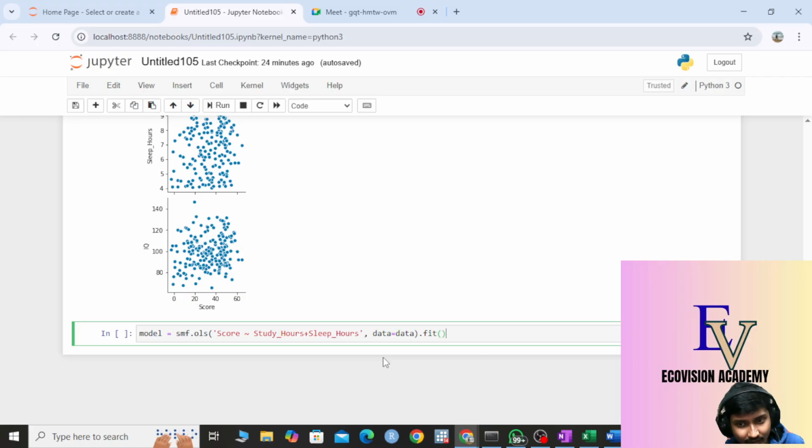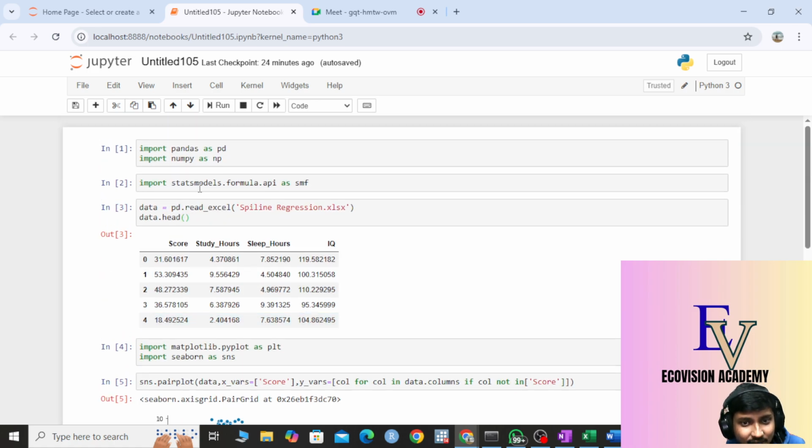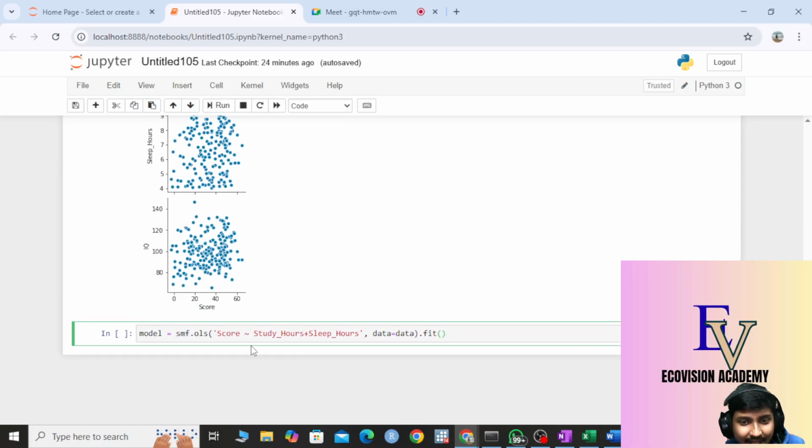Anyone of you who has learned R knows that in R also we use this tilde sign for OLS. So in this case we name the model as model equals smf.ols. And what library are we using while running OLS? It is smf, which is statsmodels.formula.api. This library we are using for our OLS. And what is our dependent variable? Score tilde study hours plus sleep hours. I am just removing IQ for right now.